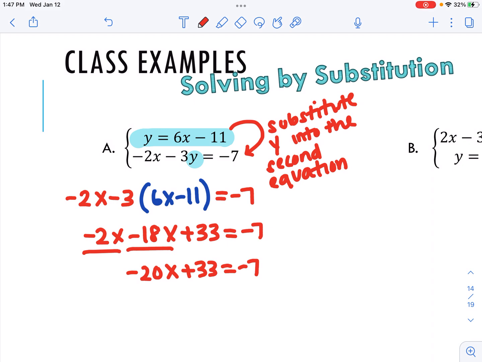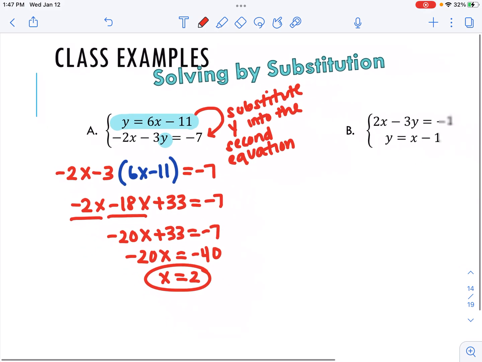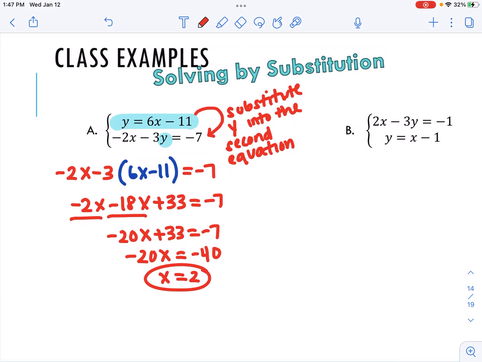I'm going to do some inverse operations in my head. I'm left with negative 20x is equal to negative 40. X is equal to positive 2. Now, unfortunately, we're not done. We now know that the x value of my solution is 2. I need to find y.